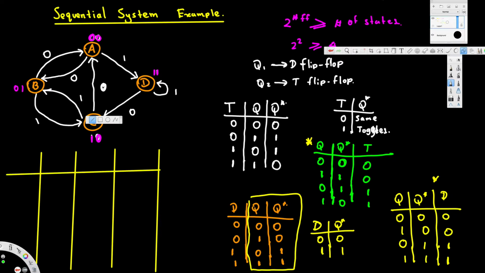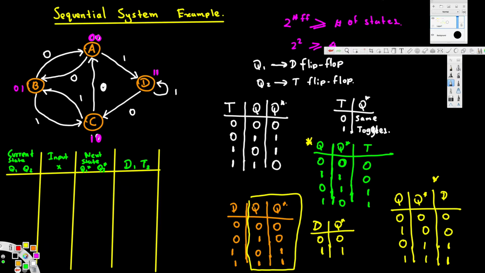Okay, here we are going to have the current state. Current state is Q1, Q2, and then input is X. And then next state is Q1* and also Q2*. And the flip-flops we are going to use are a D flip-flop and a T flip-flop.